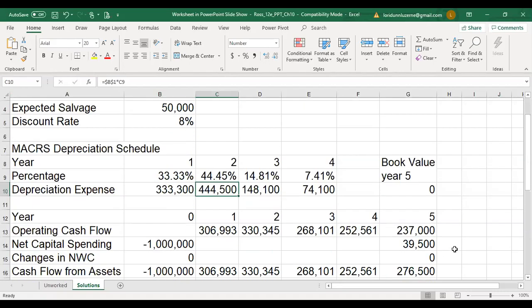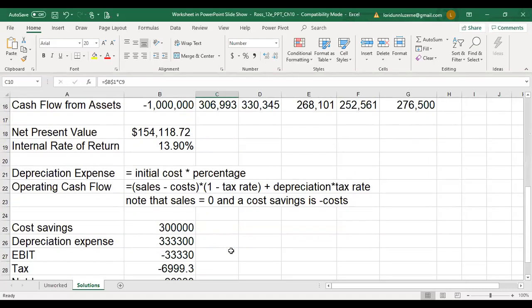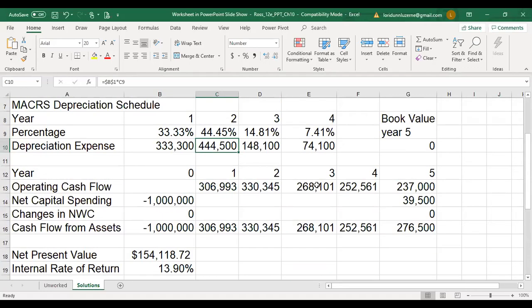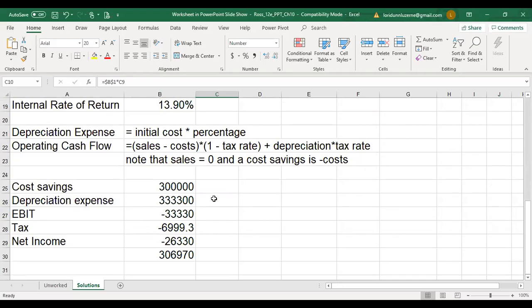This project is going on for 5 years. We're going to have a cost savings of $300,000 a year. Now, let's take a look at this. How the heck did they come up with this stuff, right? The operating cash flow. Well, each year, we're going to take our cost savings. Now, here's for the first year. Minus depreciation.